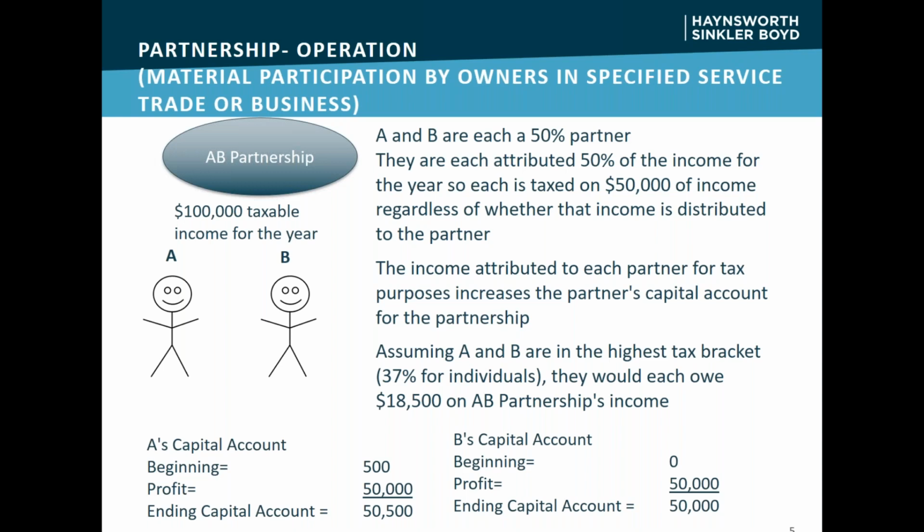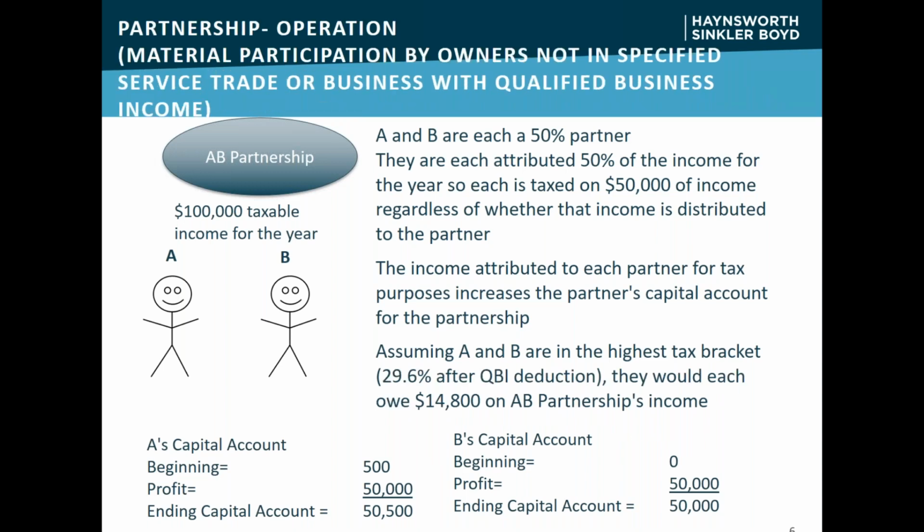B didn't contribute anything to the partnership, so they start with a zero capital account, but then they're allocated $50,000 of profit, like A, and their ending capital account is that $50,000. For ease of calculation purposes here, I did not apply self-employment tax in this example, but it may also apply, especially where there's material participation by the owners. And I didn't apply net investment income tax since the partners materially participate in the business and they're not passive investors.